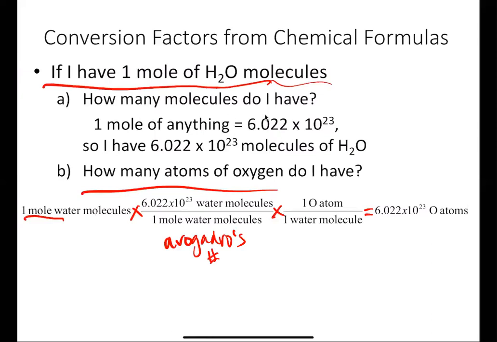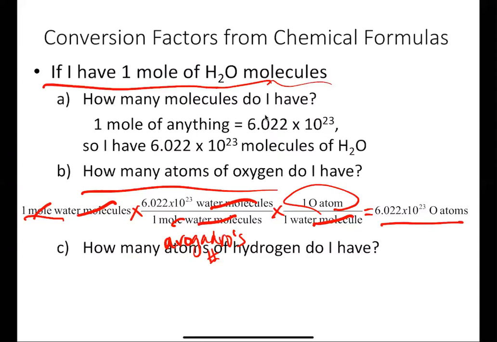Remember that from last chapter, Avogadro's number. But then we need the new conversion factor. 1 oxygen atom is equal to 1 water molecule. And that only works for H2O. It's not like that is true for everything, but it's true for water molecules. 1 O atom is in 1 molecule of H2O. So we've canceled out the molecules here, and actually the moles too here. And now we have just O atoms left. So this is our answer. We have 6.022 times 10 to the 23rd oxygen atoms, which makes sense because there's only 1 per molecule.